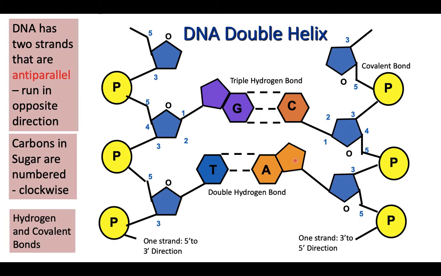And then what about the location of the covalent bond? Well, I told you before how the covalent bonds keep the sugar phosphate backbone very strong so that it doesn't break apart. So the covalent bond is found on the backbone of DNA, on the sugar phosphate backbone.